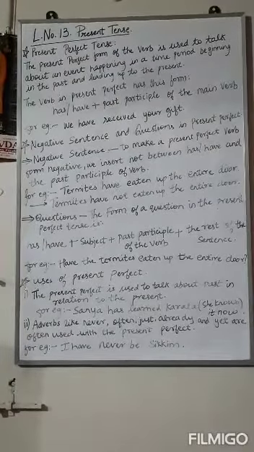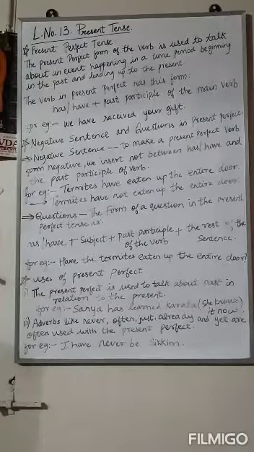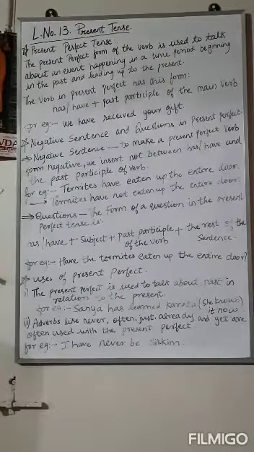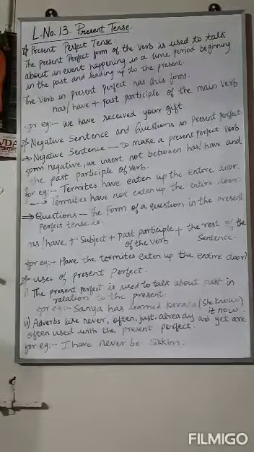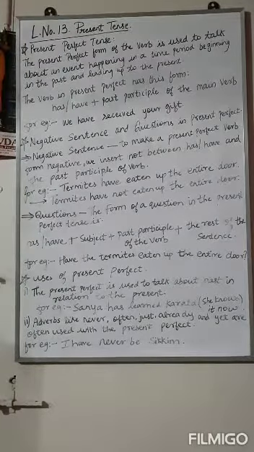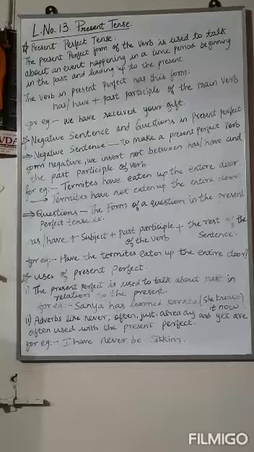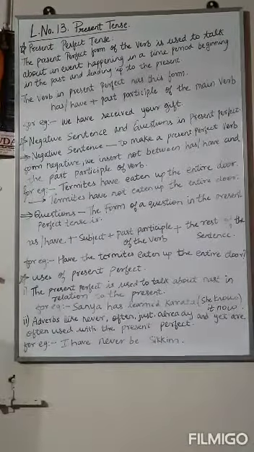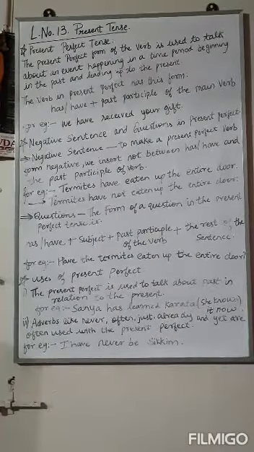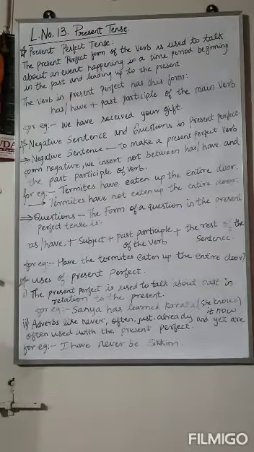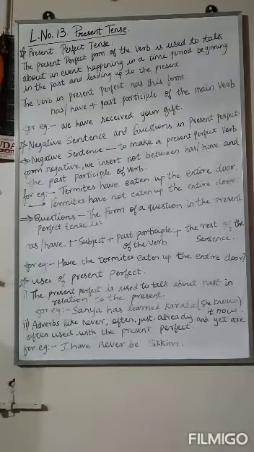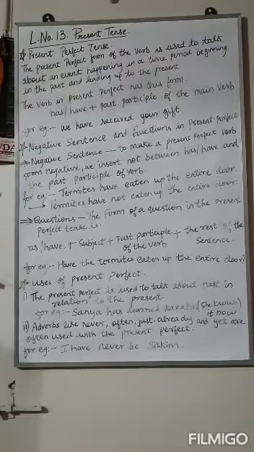Now how will you use this present perfect in sentences? What are the uses? The present perfect is used to talk about the past in relation to the present. For example, Sania has learned karate. Means she knows it now. She has already learned karate. It was in the past, but she also knows it now. So the past relation is shown to the present. Next, adverbs like never, often, just, already and yet are often used with the present perfect. For example, I have never been to Sikkim.